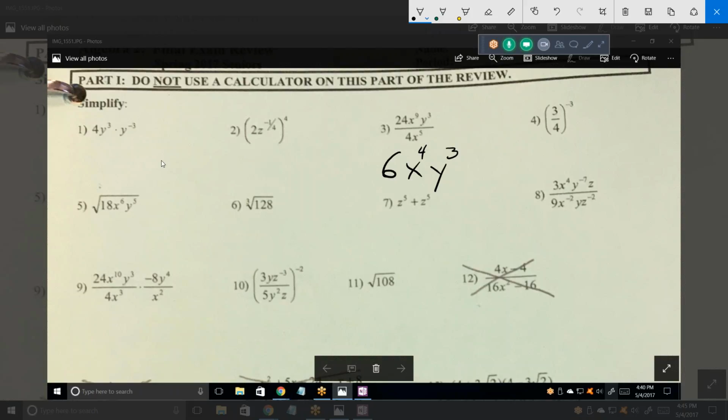Okay. Now, number 4. Again, the most important thing is to realize that the minus 3 applies to both terms. So I could write this like this.